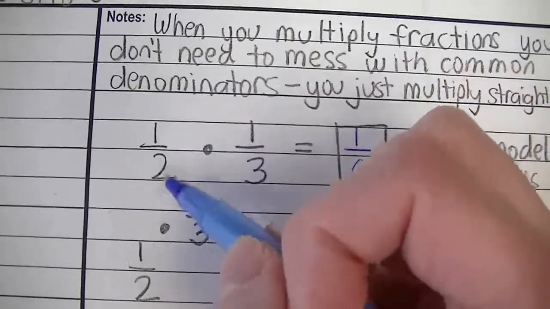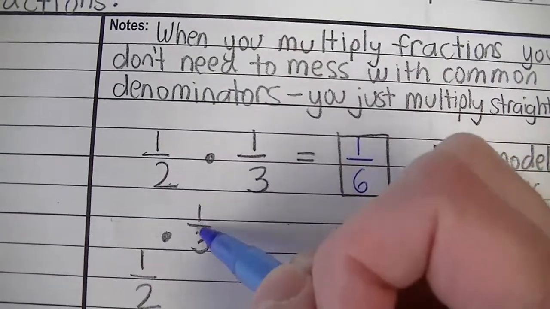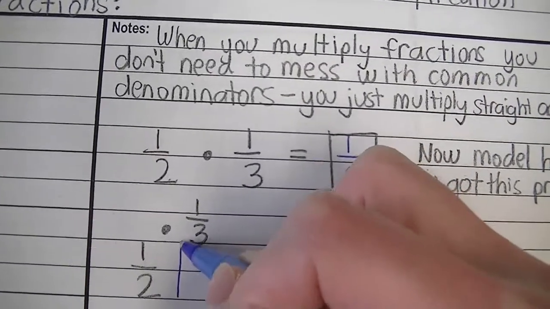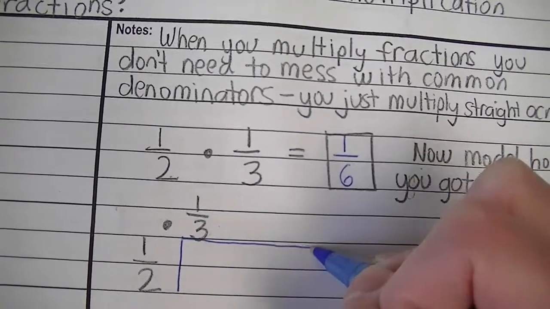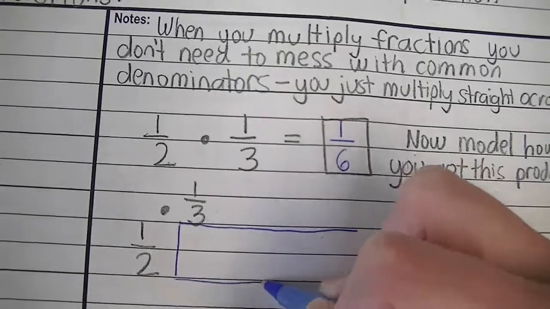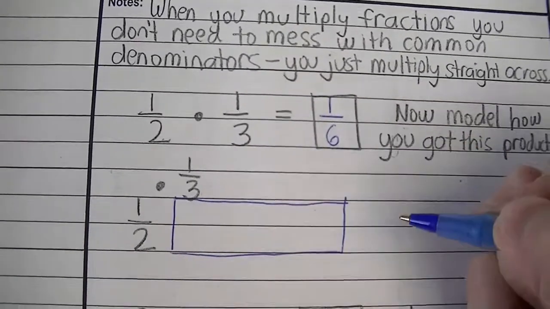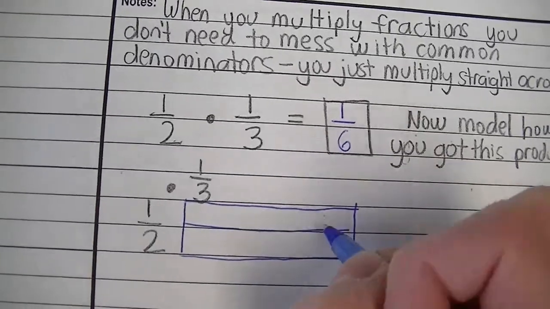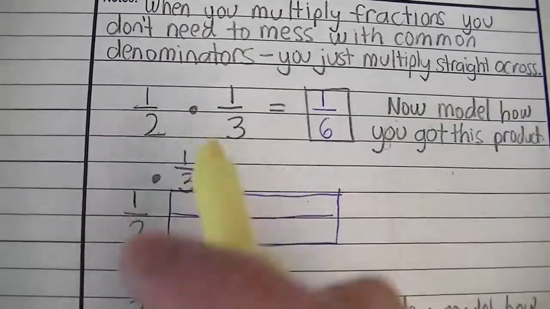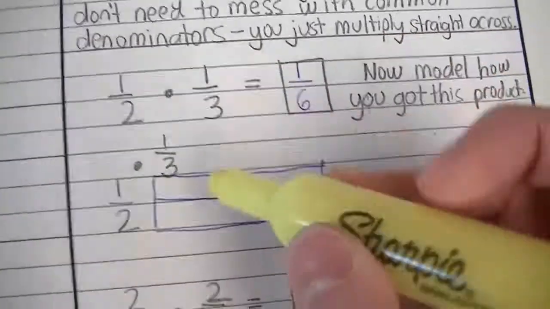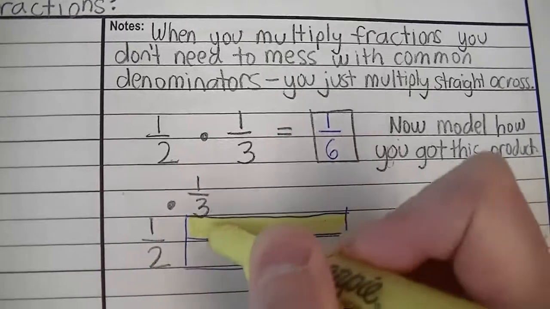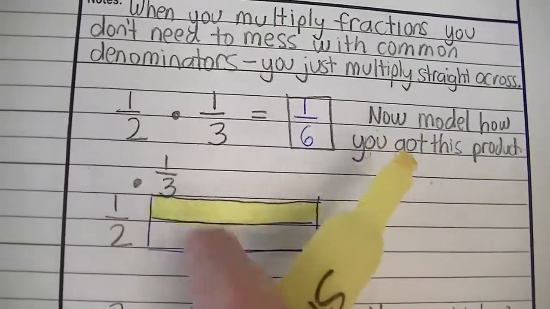So what I wrote right here is I wrote 1/2 like this and then multiplied by 1/3 because I want to model it to show you how we get 1/6 as the answer. So I'm going to start off by just drawing a box or rectangle like this, and I'm going to cut it in half, and to represent this 1/2 I'm going to color in half of what I just drew. Okay, so would you agree with me that that represents 1/2?